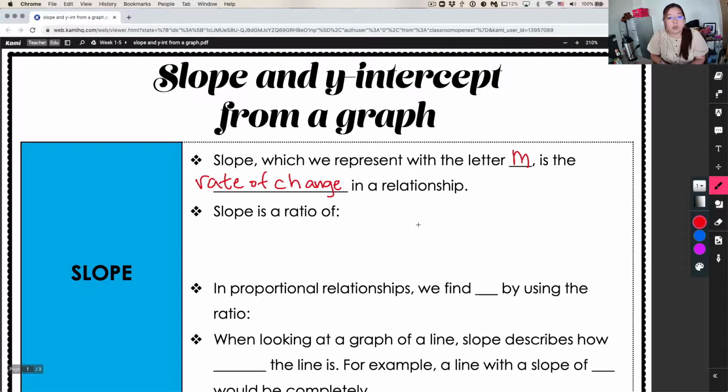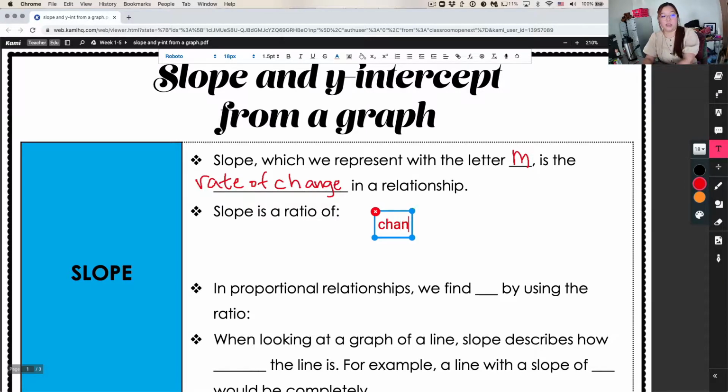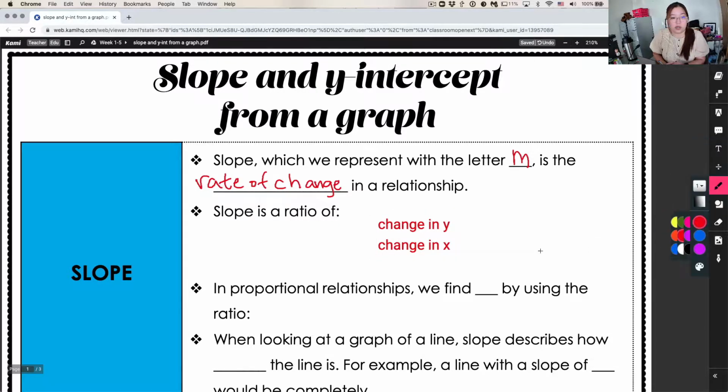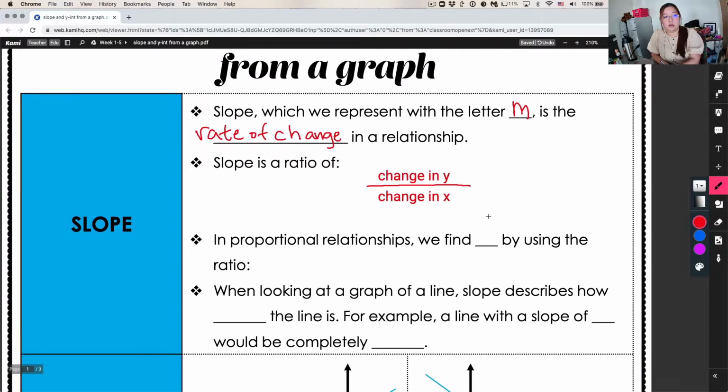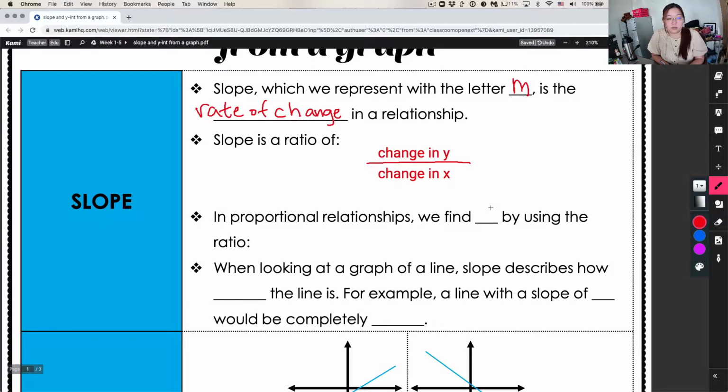Okay, so slope is a ratio of the change in y divided by the change in x. So I'm going to write that and then draw the line in the middle. So change in y divided by the change in x.